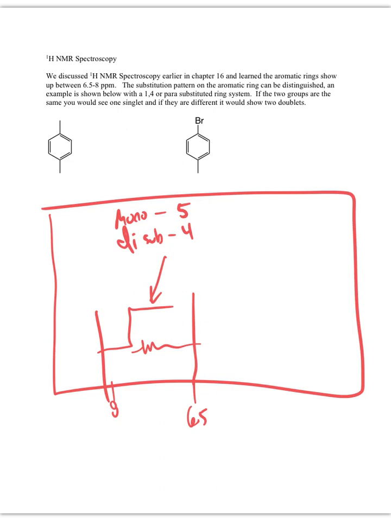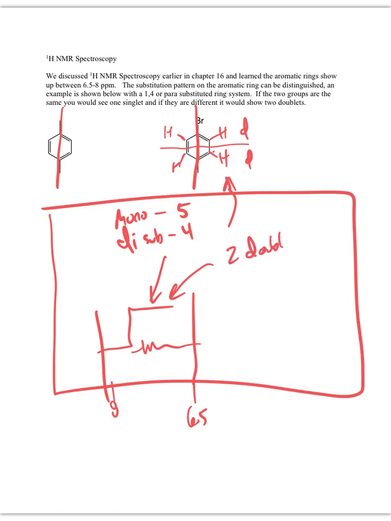The easiest one to identify is the 1,4 di-substituted ring, because you have symmetry. No matter what the groups are, you have symmetry on either side, so each hydrogen is next to one hydrogen, so they would both be doublets. So in this region, if it was a para-substituted ring, you'd have 2 doublets that would integrate for 2 each.